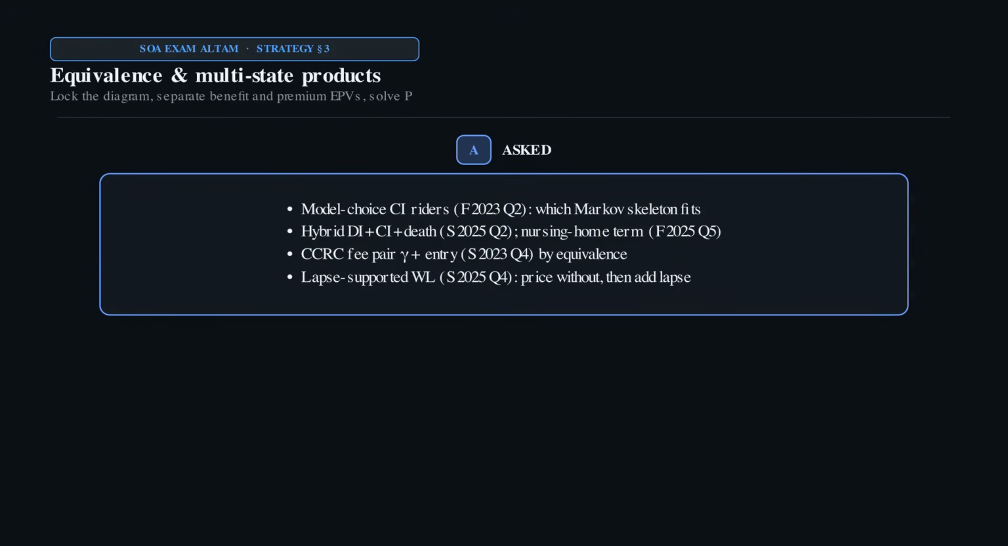Category 3. Equivalence premiums and multi-state products. Prior sittings ask model choice for critical illness riders, hybrid disability plus CI packages, nursing home term with occupancy benefits, CCRC entry fee plus continuous residence fee proportion gamma, and lapse-supported whole life. First price without lapse, then add the lapse state and discuss incentives.